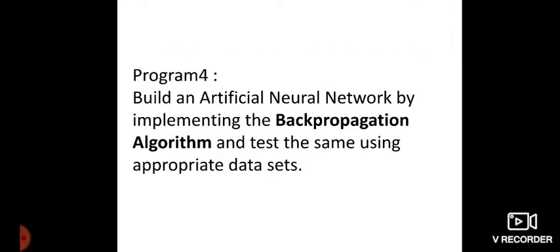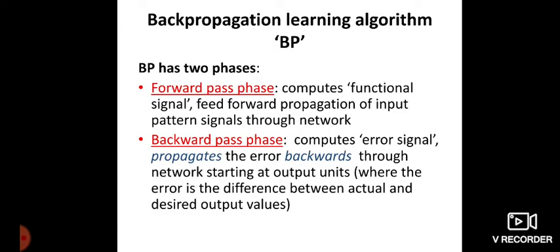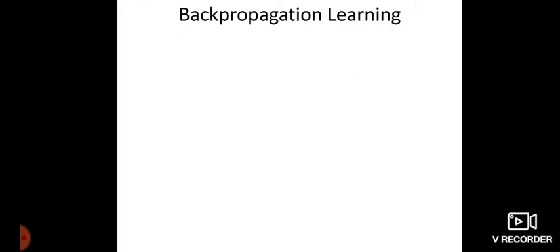Fourth program is to build an artificial neural network and implement the backpropagation algorithm. And we also test the algorithm by giving an appropriate input. The backpropagation algorithm contains two phases, the forward phase and the backward phase. The forward phase computes the functional signal and carries the input forward till the end of the network, and the backward phase computes the error signal and propagates the error backward through the network, starting at the output unit.